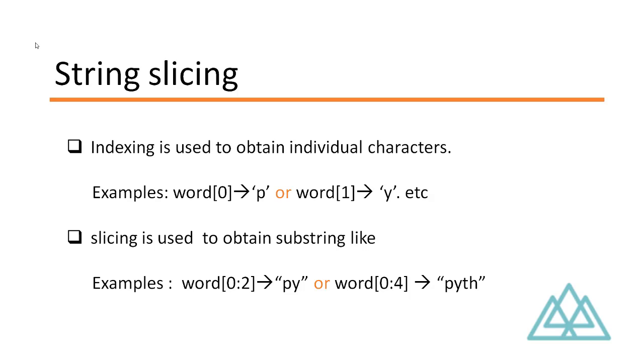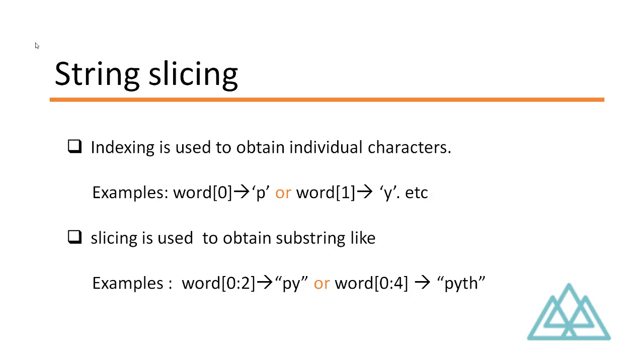Slicing can also be used to obtain a substring. Like in the given example, word 0 colon 2: 0 indicates the starting position, the colon represents the range, and 2 is the last index. Means in this example, the characters from 0 to 1 will be extracted, not 2, because the end index is always excluded and the starting index is always included if you do slicing in Python.